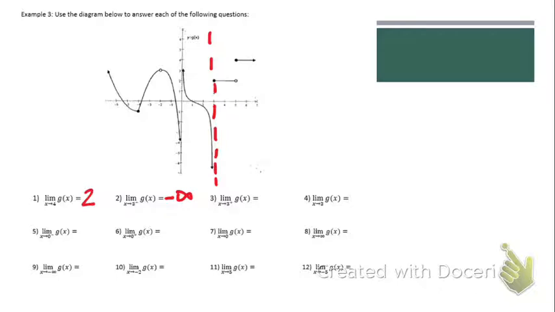On the right side of the wall, which is right here, we have a constant function. What is the y value at this point right here? What is y equal? 2. So the limit on the right is 2. Now remember what I said, that for you to have a limit, the left side and the right side have to agree. The left side, we got negative infinity. The right side, we got a positive 2. So what's my limit going to be right here? Does not exist.